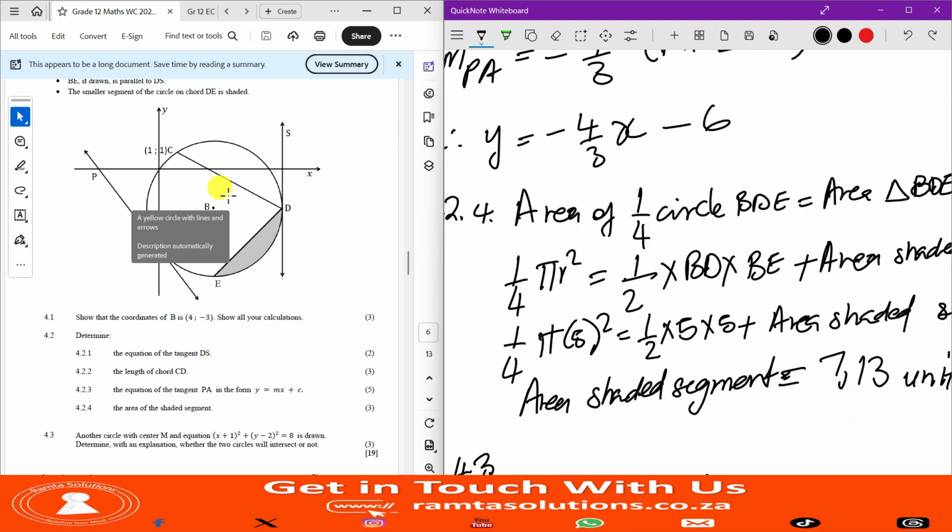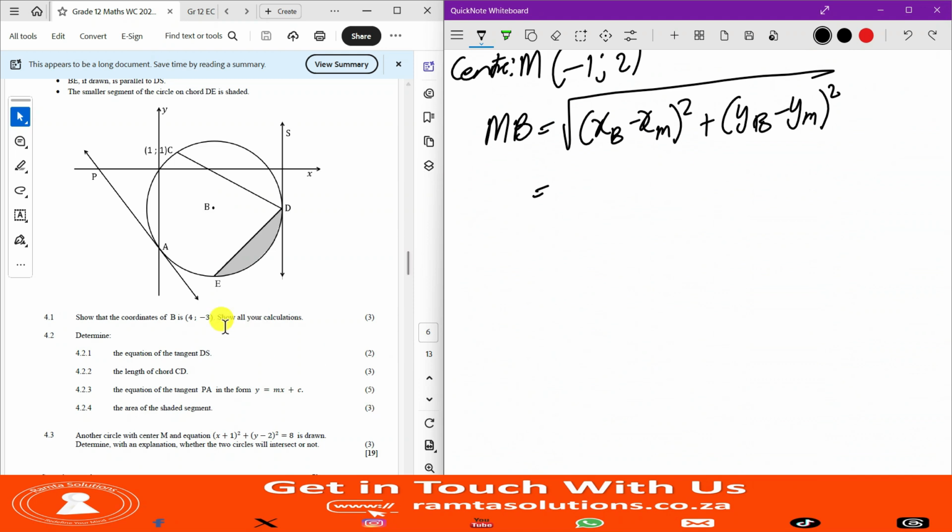Okay, it was 4. The x value of this one is 4, so it's fine. It's 4, and this one is −1. The y value of B was −3. And the y value of M, we just found that it's 2. I wrote it here, 2.